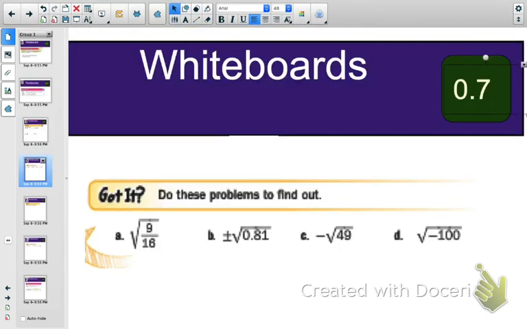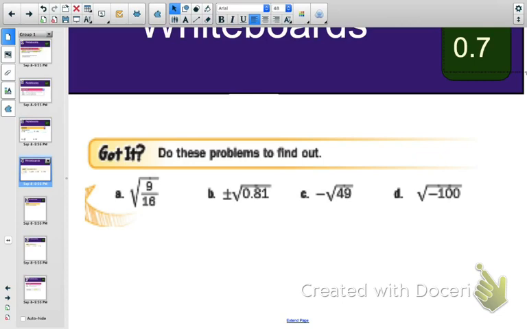All right, I'm going to let you guys try these. This one says square root of 9 over 16, plus or minus square root of 0.81, negative square root of 49, square root of negative 100. So you guys go ahead, try those 4 problems, and then we'll talk about it afterwards. Pause this in 3, 2, 1, pause.